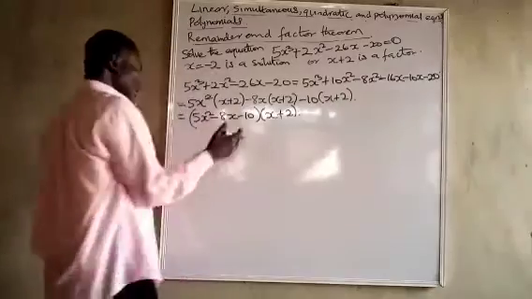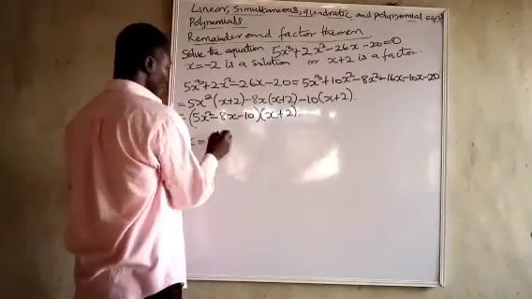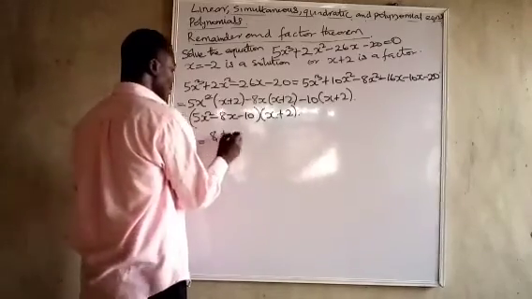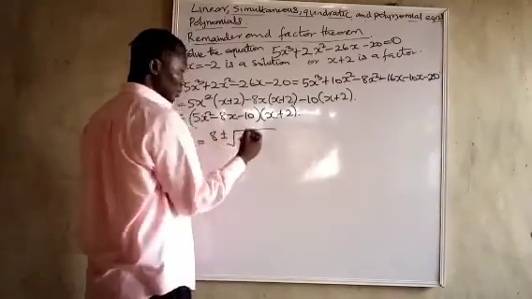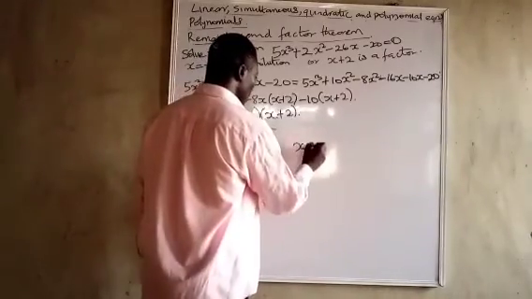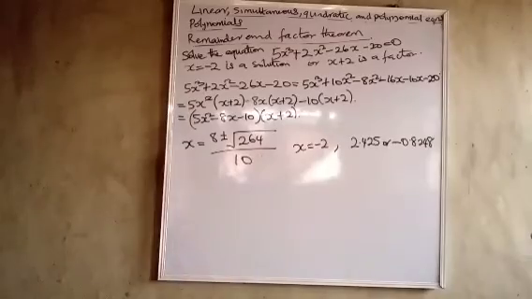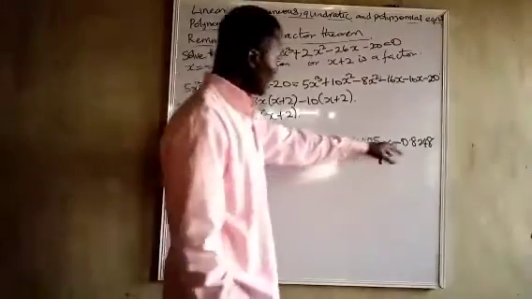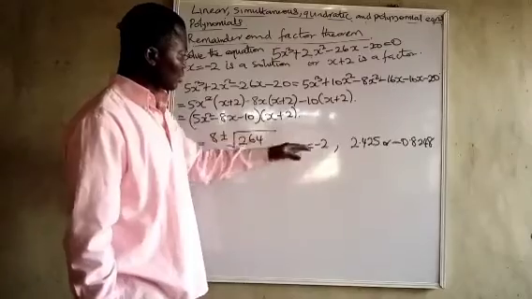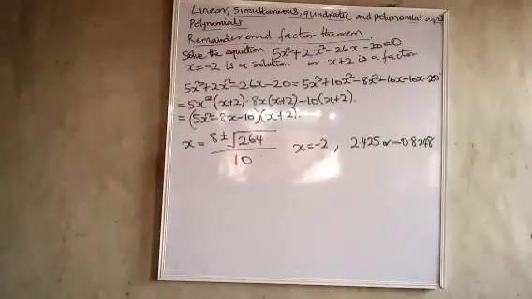So I will need to use the quadratic formula to solve this. I have already established that x plus 2 is a factor. Therefore, x can be equal to 8 plus or minus root of b squared minus 4ac, which is 264, all divided by 10. Let me use a calculator to get that. After solving, this is the initial value we have. So x equals minus 2, 2.425 or minus 0.8248. Those are the solutions of this equation. All you need to do is to practice more, that's all.